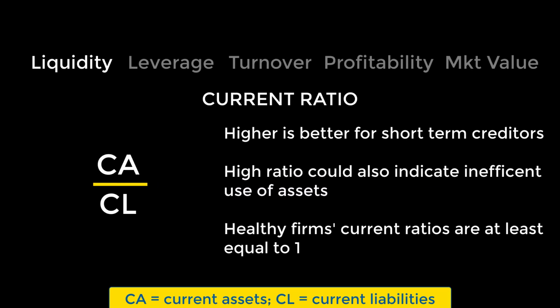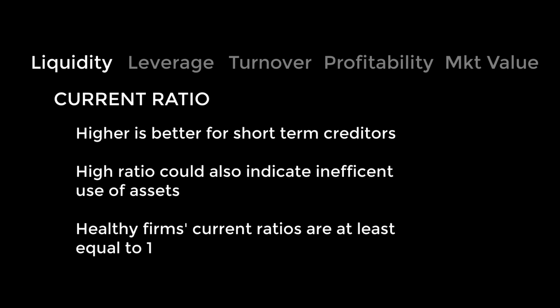Current ratio, given by current assets over current liabilities, measures short-term liquidity. Higher is generally better for short-term creditors, but can also indicate inefficient use of current assets. Should equal at least 1 for healthy firms.